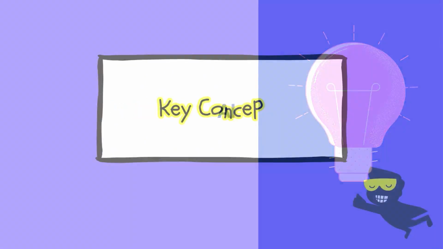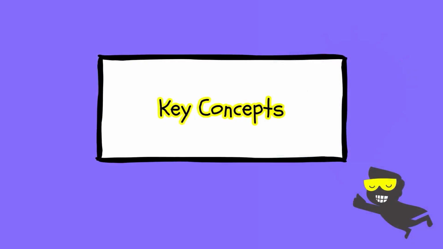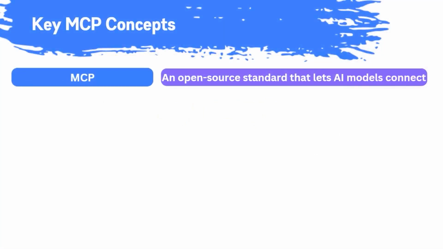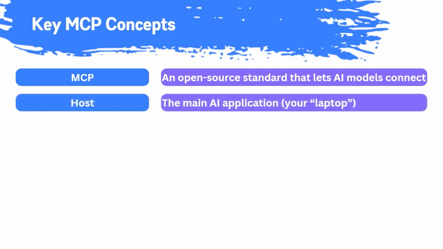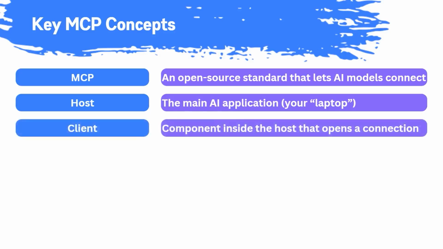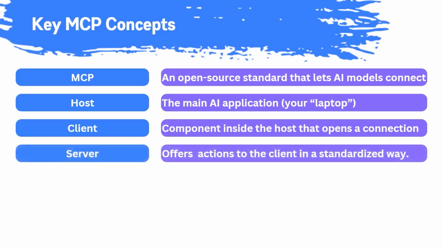Now, here are some of the key concepts that we are going to cover in this video. The first one will be, of course, the MCP. This is an open source standard that lets AI models connect to any data source or tool through one common plug. Then we're going to have the host. This is the AI application, let's say your laptop, that wants to use the outside data. Then we have the client. This is the small component inside the host that is going to open a connection to the outside world in order to connect to something. We also have the server, and this is the separate process that offers data or action.